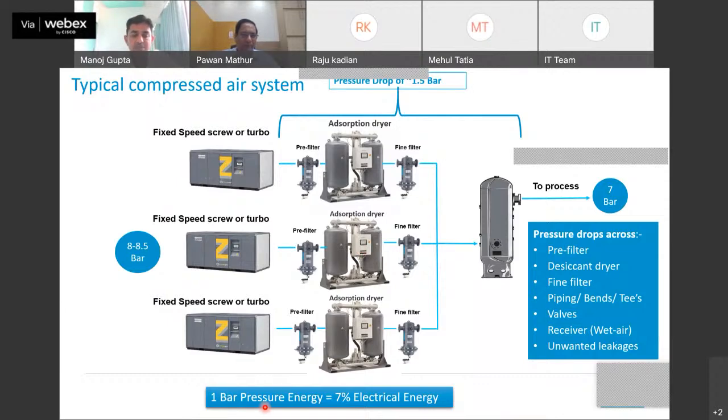And we know that 1 bar of pressure energy saving is equivalent to 7% electrical saving. If we can reduce the pressure of the compressor system by 1 bar, we can save 7% of the energy consumption.